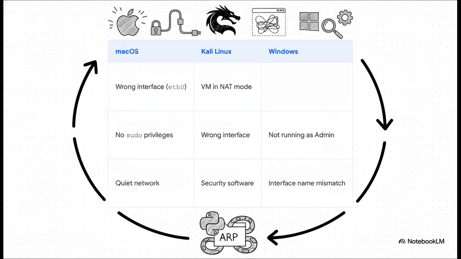On a Mac, I guarantee it's almost always a permissions thing. You forgot sudo or you're using the wrong interface name. In a Kali VM, it's that sneaky NAT mode every time. And on Windows, 9 times out of 10, maybe even more, it's because the NCAP driver is missing. If your script isn't working, just come back to this slide. The answer is probably right here.